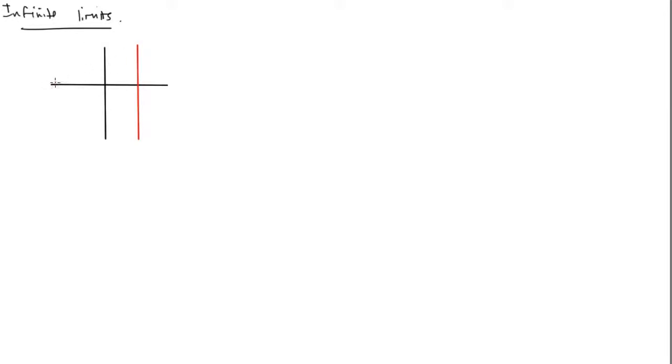So the function might look like this, for example. And so how do we talk about the limits near these asymptotes? For this one, if this red function is the function f, we'd say that the limit as x approaches, and let's call that number a, wherever the asymptote is, does not exist.